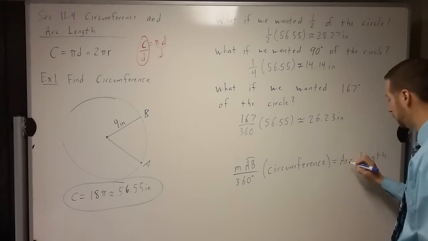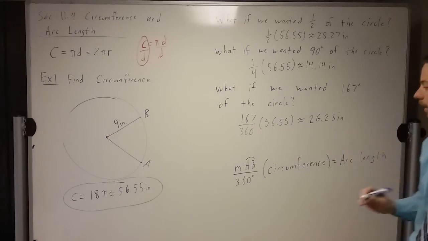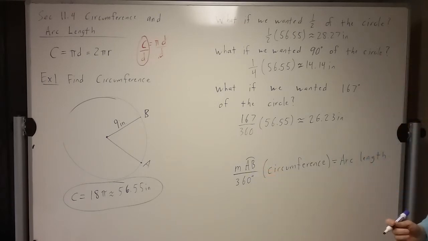And some people like to use the variable s for arc length. You can do that if you want, but I'm just going to call it arc length. So there's a general formula for how you could find this.